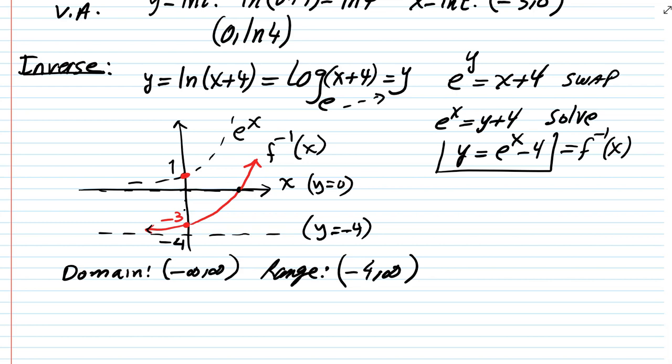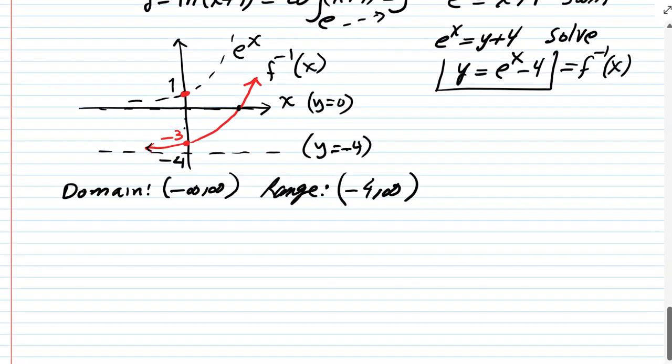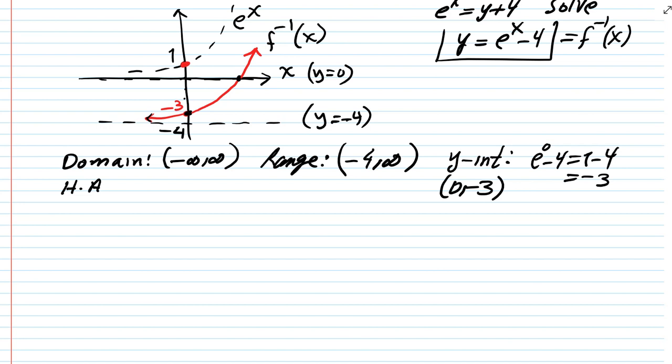For this one, what used to be the y-intercept is now the x-intercept. But the y-intercept is easy to do. That's e to 0 minus 4. e to 0 is 1. 1 minus 4 is -3. So that's (0, -3), right in here. Okay, and this one has a horizontal asymptote, no vertical asymptote. Horizontal asymptote is y equals -4. Okay. And there we have this one.